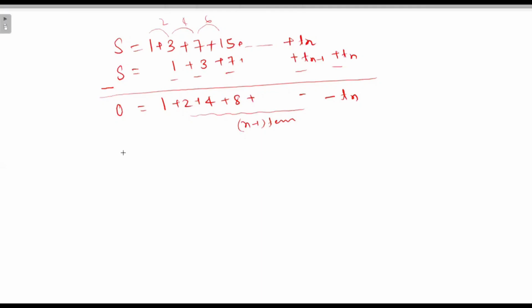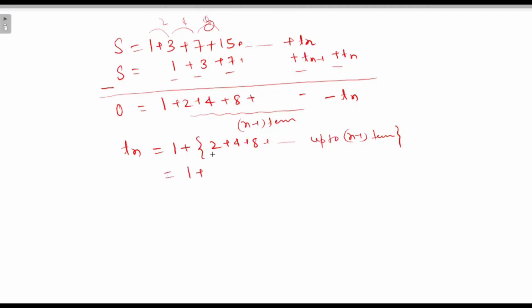So we will send Tn to the other side. So Tn will be on this side, and we'll keep this aside. Then this will become 2 plus 4 plus 8, and this is going up to n minus 1 terms. So this is 2, 4, 8, and so on. Okay. So this is a GP, so it's much easier.